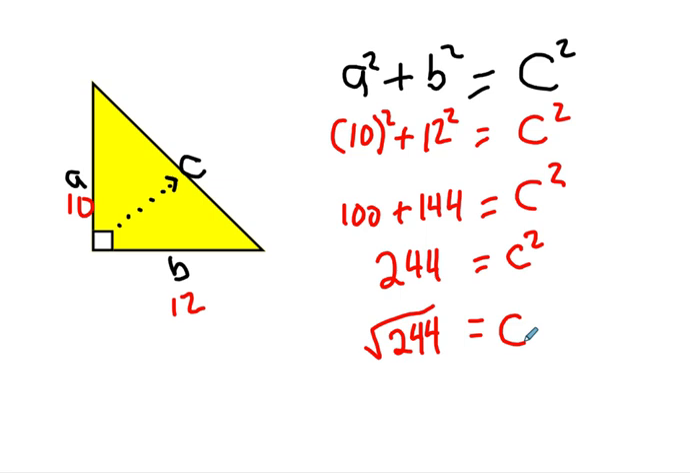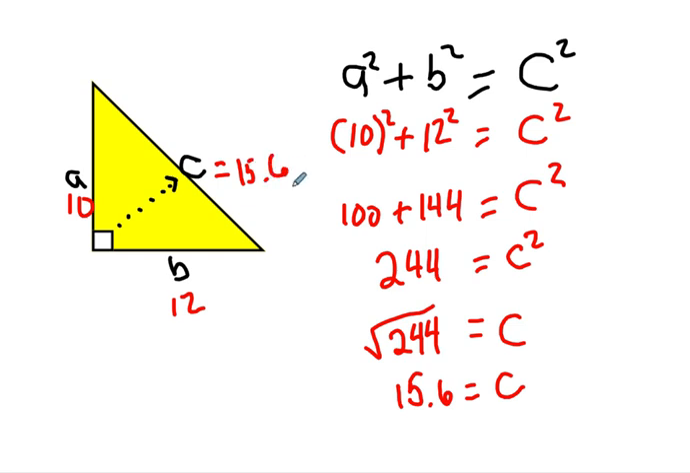So when I do that actual math, I'm going to use the square root button on my calculator here. I know you can't see that, but I'm doing that on the side. So I get 15.6 as an approximate value of the length of side C. So I could say that side C is 15.6 units long, whatever that is.